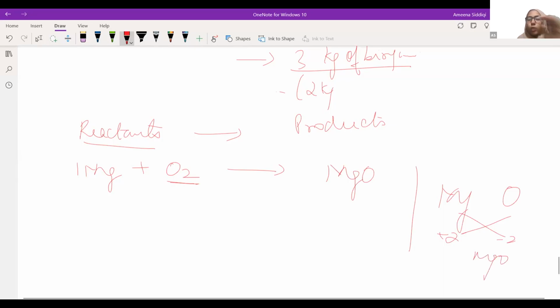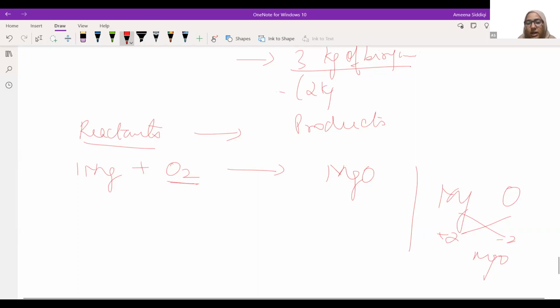Now, what do we see here? We took one atom of magnesium. How many atoms of magnesium do we have here? 1. How many atoms of oxygen did we take? 2. How many atoms of oxygen do we have here? 1. Is there some imbalance between this? Yes, because the law of conservation of mass is not being followed.